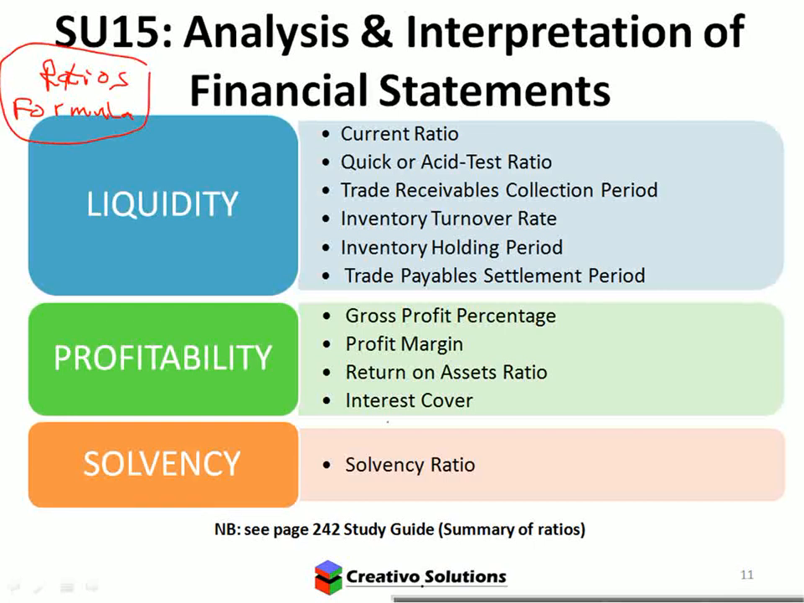I've given you a list here. I've broken it up into categories. So you have liquidity ratios, you have profitability ratios, and you have solvency ratios. Ratios tell you something about the data or the information. If I'm analyzing the data, it's going to give me insight into what's actually happening in the business.